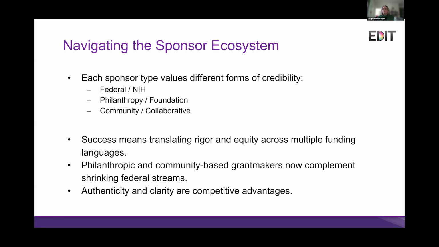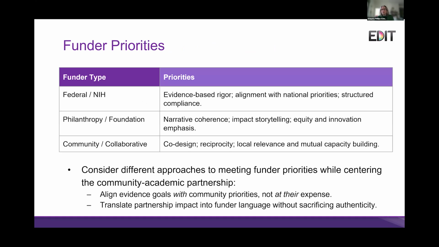Really being clear about what we're doing and why we're doing it across the board is also going to be helpful. So having authenticity and clarity about why we're pursuing a specific funding announcement, who we're working with, and what we hope to get out of the partnership are going to be really key to making sure that your proposal is tailored for the right sponsor.